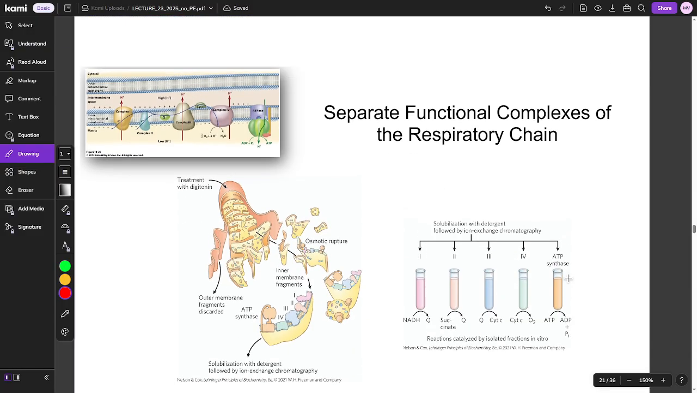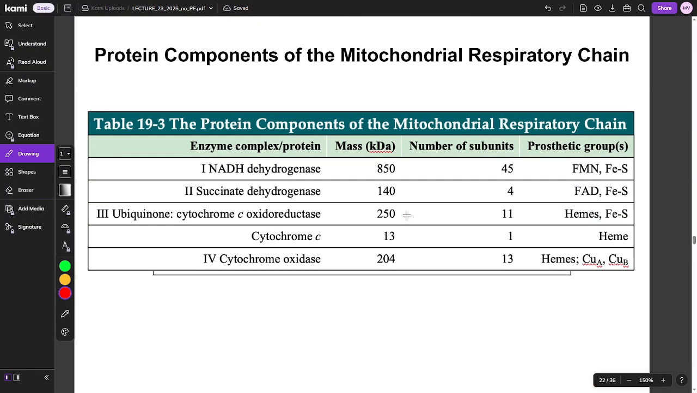I don't really think this is that important, to be honest with you. It's just about separating different complexes and how they do it. They basically just lyse the mitochondria and then take parts of it. Here you've got some different weights. Again, I don't think it's that important to know these exactly. You should know these names though.